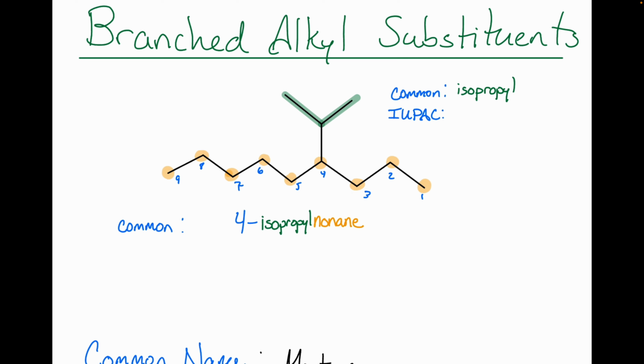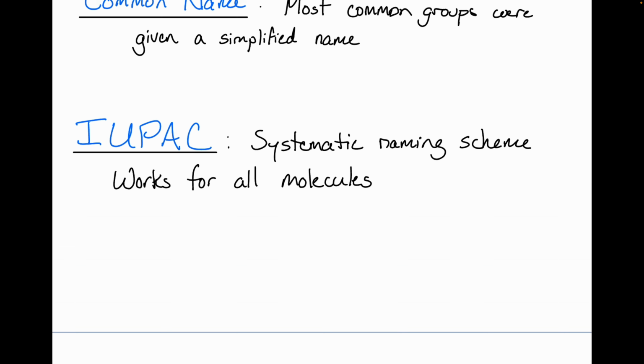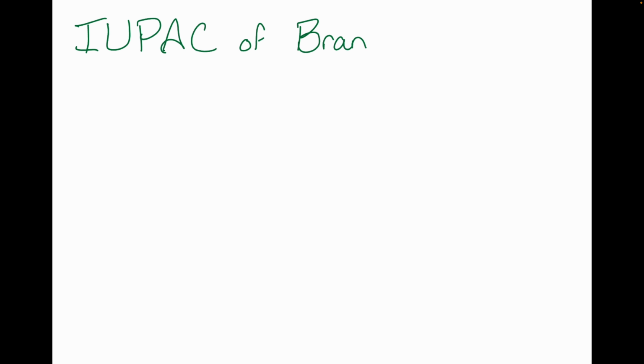All right. So now we're going to talk about the other type of name, our IUPAC name. And this is going to be the systematic set of rules that we apply. It's going to work for this particular isopropyl group as an example, but importantly, it also works for any type of branched alkyl group that you can think of. That's why it exists, right? All right, so we're going to do the IUPAC naming of branched alkyl groups.